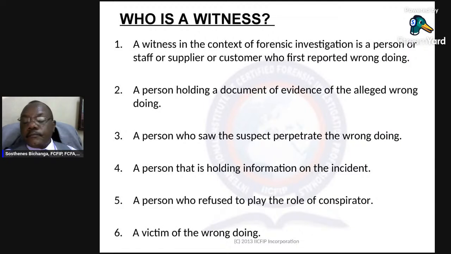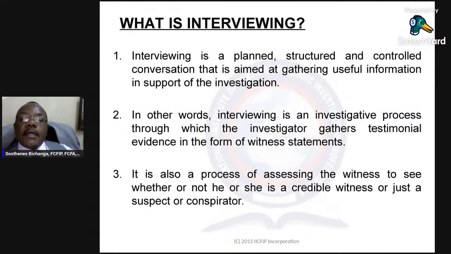What is interviewing? Interviewing can be defined as a planned, structured, and controlled conversation that is aimed at gathering useful information in support of the investigation. It is a conversation, but not a free and careless conversation. It is a conversation that is well planned, structured, and controlled so that it produces the information required.